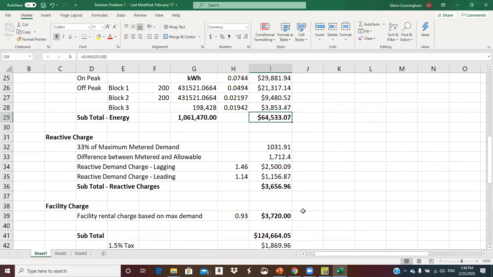Okay, reactive charge. Okay, so they allow you power factor on the lagging side. They allow you the kVAR down to 95% on power factor.